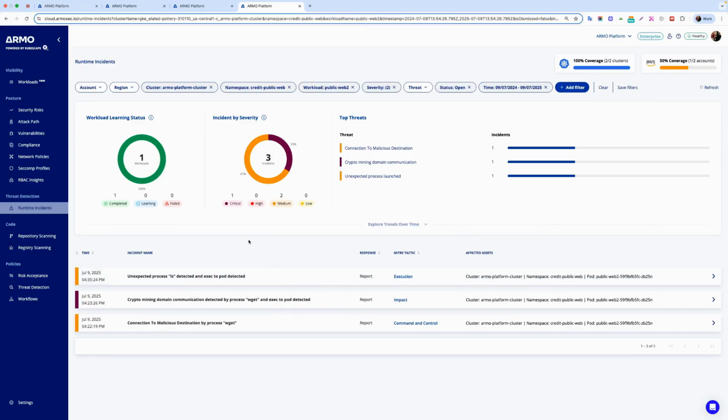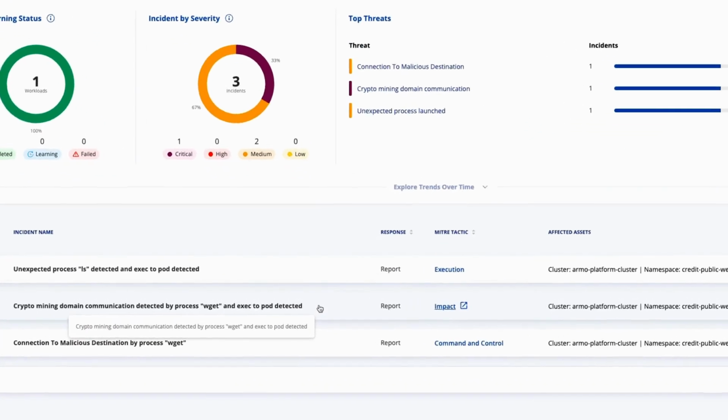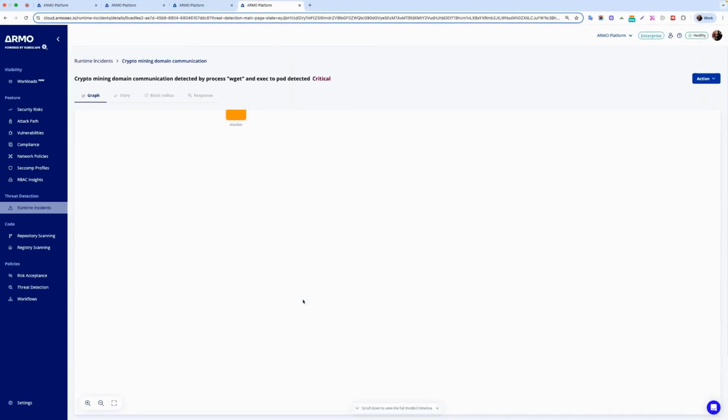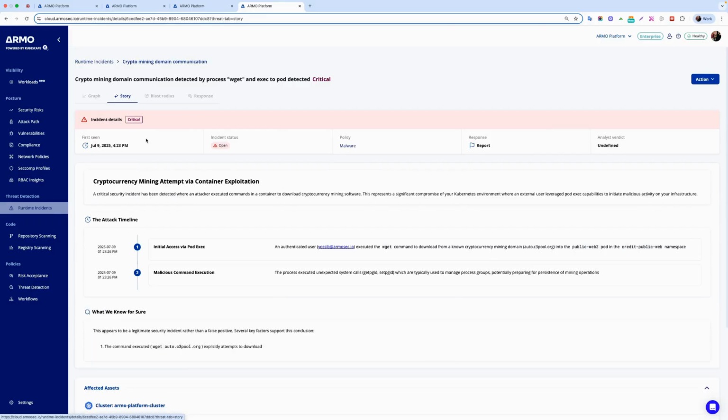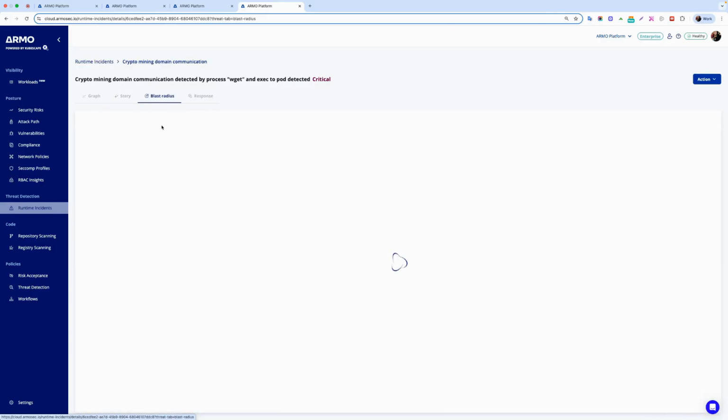For instance, crypto mining domain communication detected by process wget. Here we see the exact attack graph. We can see the attack story generated by AI. The full blast radius is visible, and a response can be initiated.